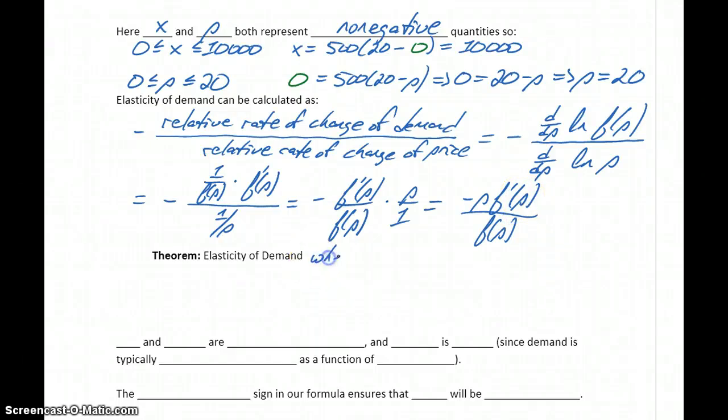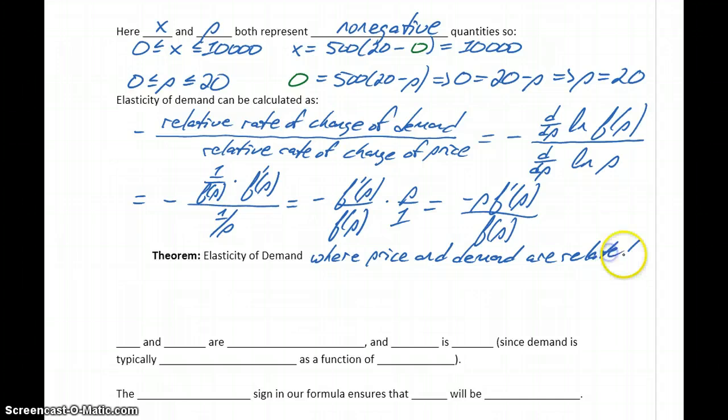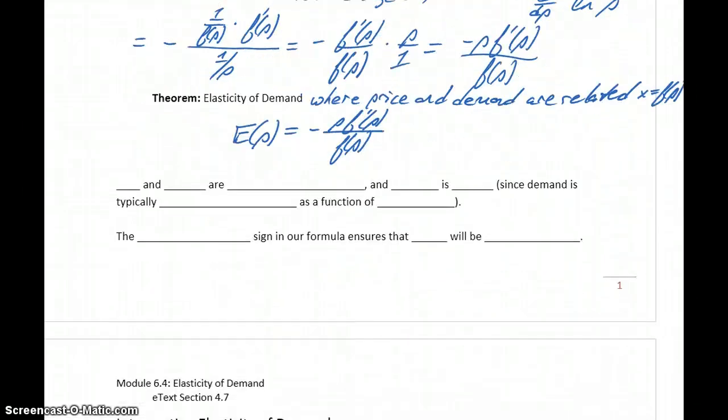So elasticity of demand, where price and demand are related by this function x equals f of p. So x equals some function with p as the independent variable. Then we can define elasticity of demand, E of p, as negative p times the derivative of that demand function divided by the original demand function. So this is the formula that we'll be applying for pretty much all of the problems in this module.